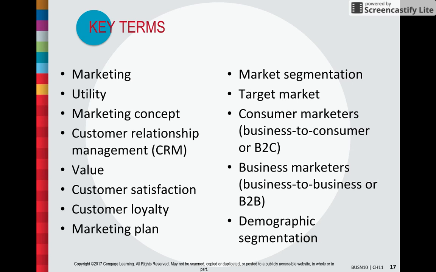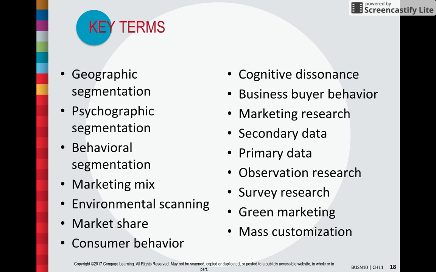So the key terms that you should learn are marketing utility, marketing concept, customer relationship management, value, customer satisfaction, customer loyalty, the marketing plan, marketing segmentation, target markets, consumer marketers, business marketers, and demographic segmentation, as well as geographic segmentation, psychographic segmentation, and behavioral segmentation. So all the different segmentations within market segmentation.